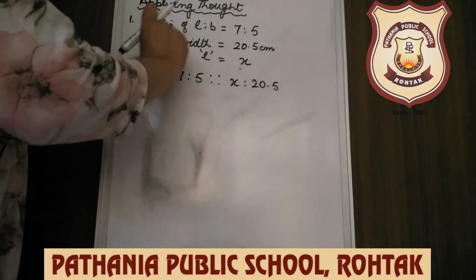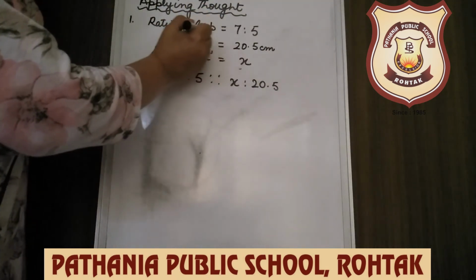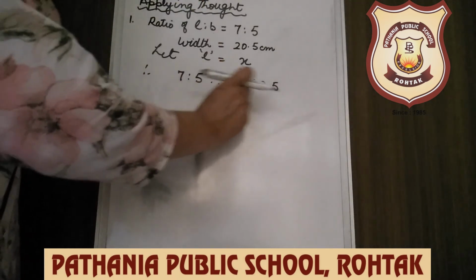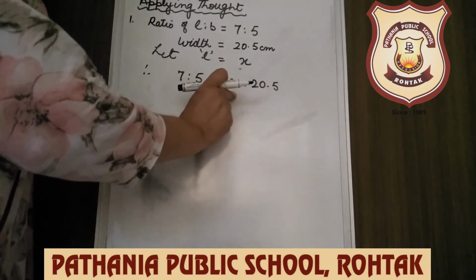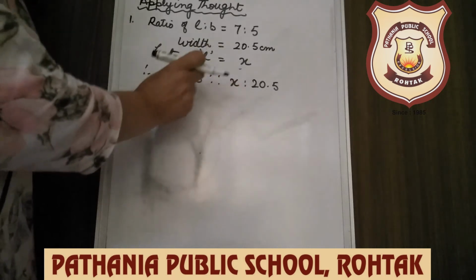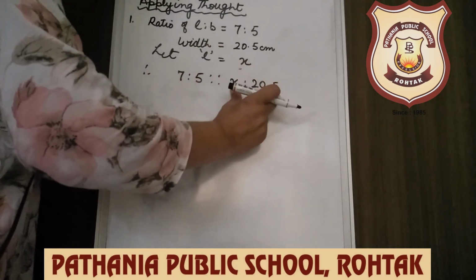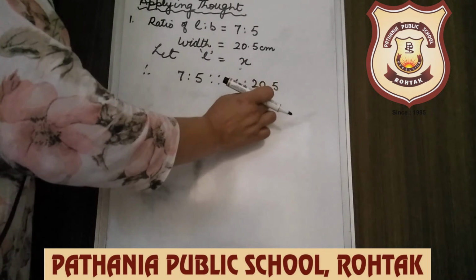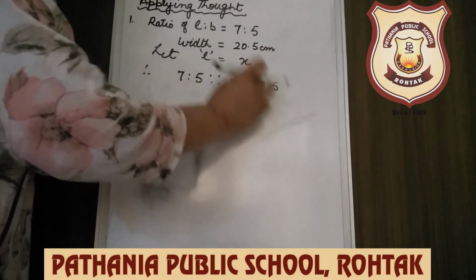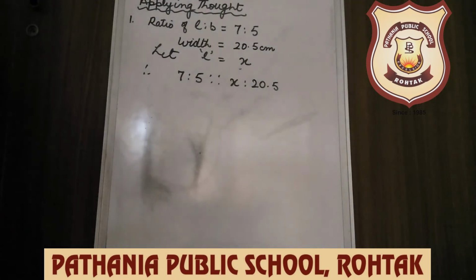So, that is why I have written, I can write ratio is equal to this also, but I have written ratio of length is to breadth. So, that here also proportionately you can write the size, actual size. So, this is the ratio of the size and this is the actual size, means the size is 5 is proportionate to 20.5 and what 7 is proportionate to actual size, that you have to write.